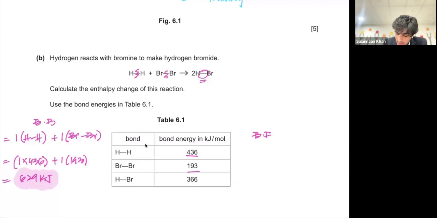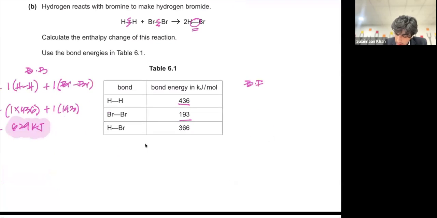Check this out. You have a H and Br bond forming. So you have HBr bond forming. And how many moles of these do you have? You have 2 moles of HBr bonds forming, right? So if one is 366, for 2 moles, you times it by 2. Or you could simply say you have 2 HBrs, right? So this bond forms and this bond forms. What do you get? 732.